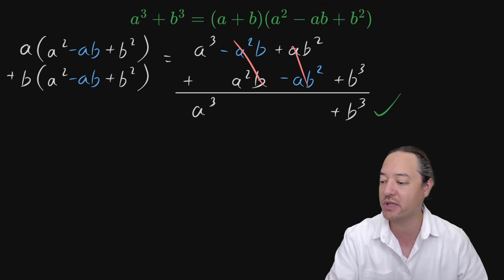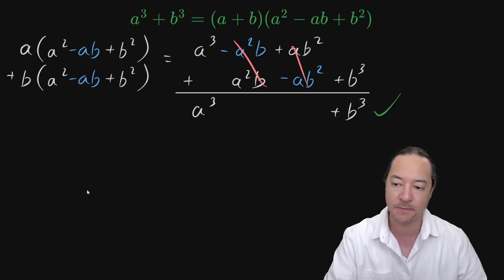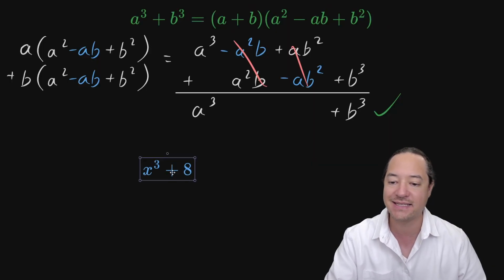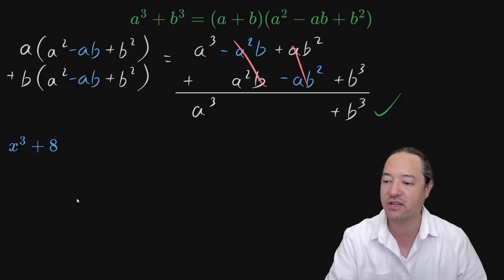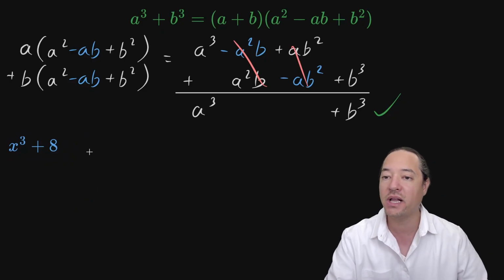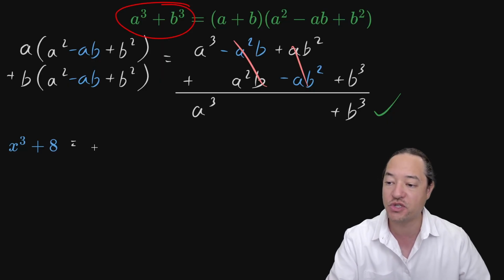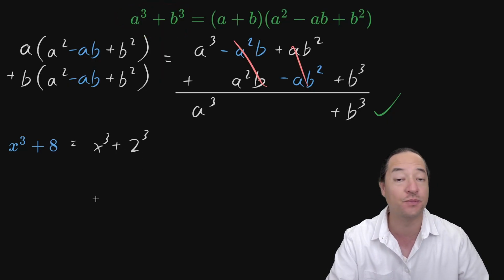Okay, so this is the formula here that you can use to simplify how this is all going to work. Let me give you an example. Let's work on this example here. If we have x cubed plus 8, I want to imagine this as the sum of two cubes. So I'm going to imagine this as an x cubed plus a 2 cubed, all right?